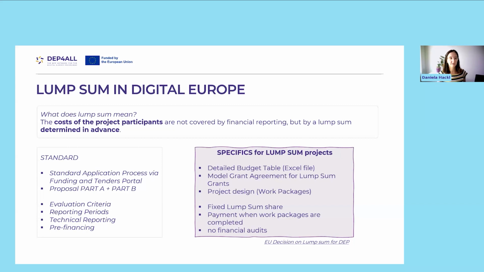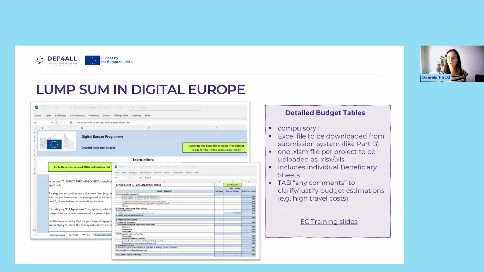All this information you can find online in the funding and tenders portal under the reference documents for the specific call topics where lump sum applies to, so which is the 3 academies. And I'm now jumping into the budget tables. The budget tables, as said before, is an Excel file, and actually an Excel file with macros, and you download it in the submission system.